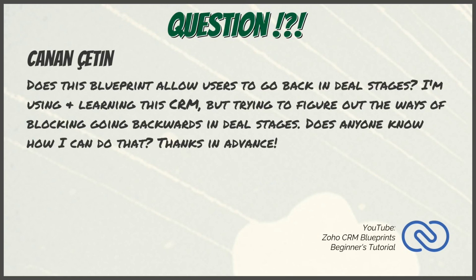All right, this next one comes from Kanan after watching the YouTube video Zoho CRM Blueprints Beginner's Tutorial. Says, does this blueprint allow users to go back in deal stages? I'm using and learning this CRM, but trying to figure out the ways of blocking going backwards in deal stages. Does anyone know how I can do that? Thanks in advance. You're welcome in not advance.